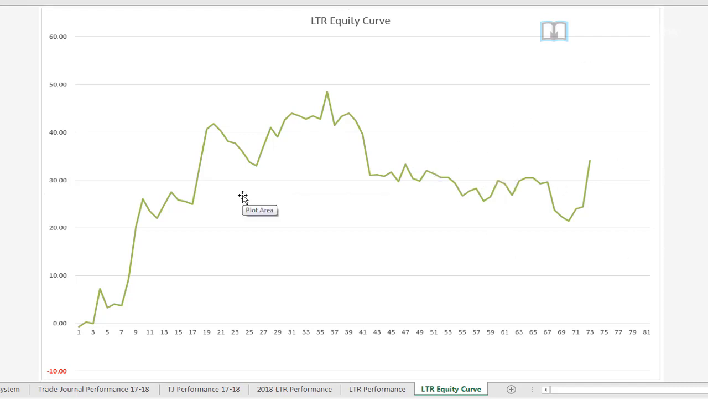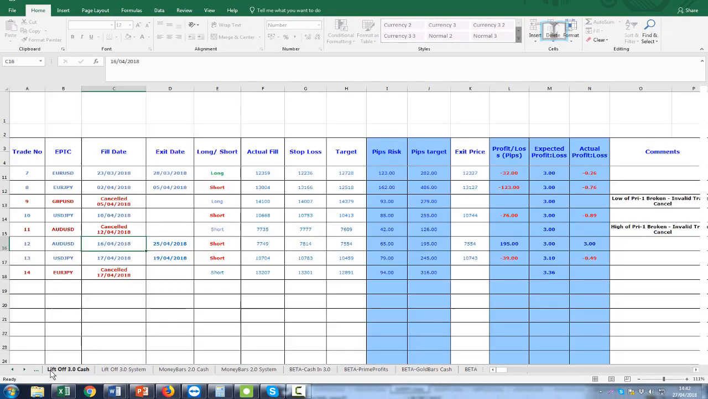Let's start by looking at the Liftoff 3.0 trading model. I'm going to review three trading models here today that we've taken trades on this week. We've closed trades on this week in the live trading room, and that is Liftoff 3.0, Money Bars 2.0, and then of course Gold Bars, which are the three models that we've taken trades on and closed trades on this week in the live trading room. Let's look at all of these.